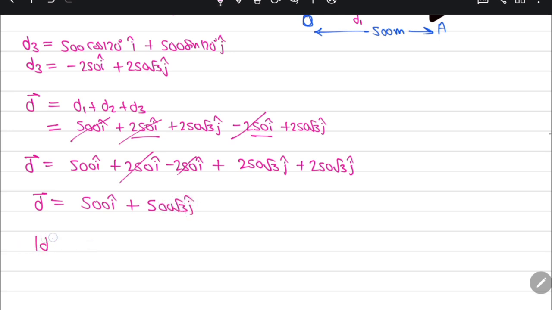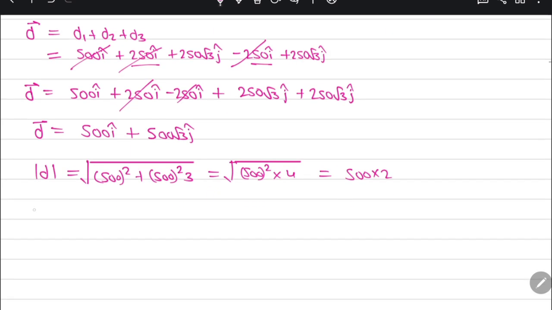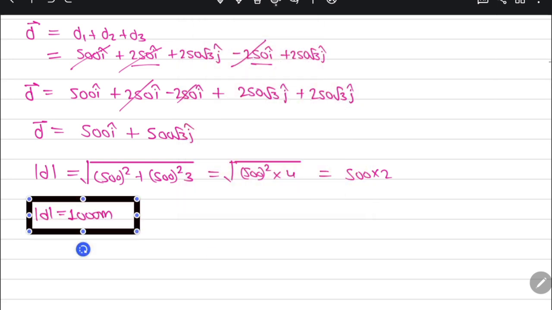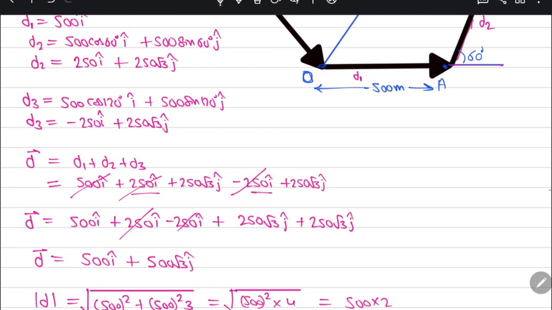Now, if you find the magnitude of the displacement, this comes out to be root of 500 square plus 500 square into 3. If you take the common factor, 500 into 4, so this comes out to be 500 into 2. So this displacement comes out to be 1000 meter. Getting my point? So a very good task. If you understand this now, then it's quite easy, and don't worry about it. This is just a basic problem, right?